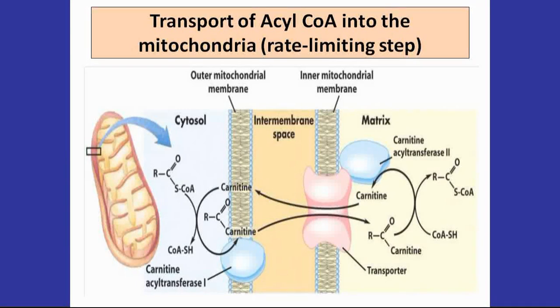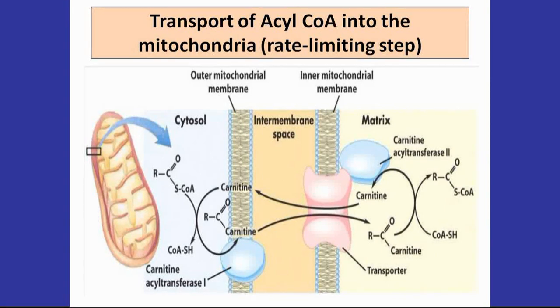The third step: the acyl group from this acyl carnitine is transferred back to the coenzyme A in the matrix by carnitine acyl transferase 2. It is the second enzyme. I repeat this once again. The acyl group from this acyl carnitine is transferred back to the coenzyme A present in the matrix of the mitochondria, and it is done by a specific enzyme known as carnitine acyl transferase 2.